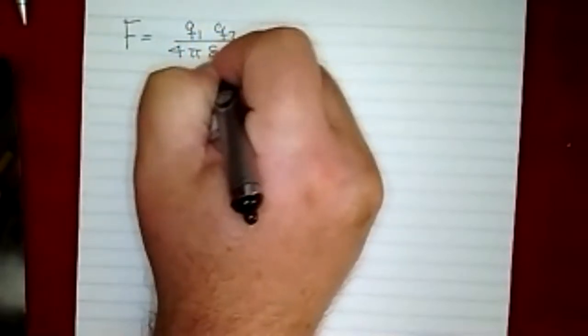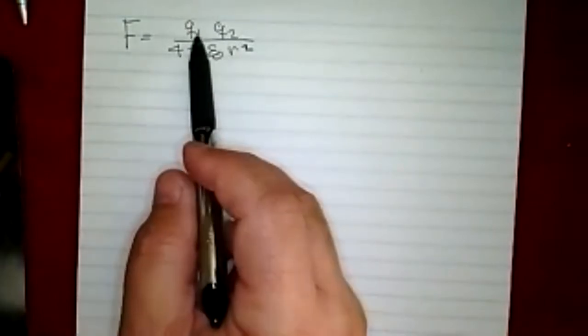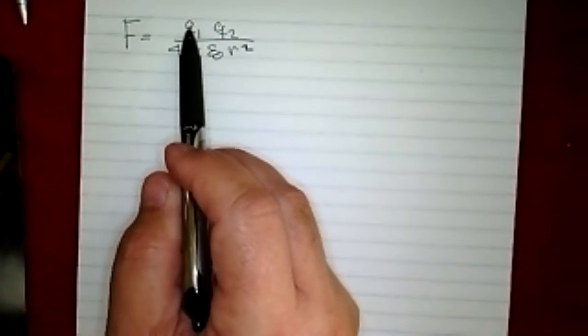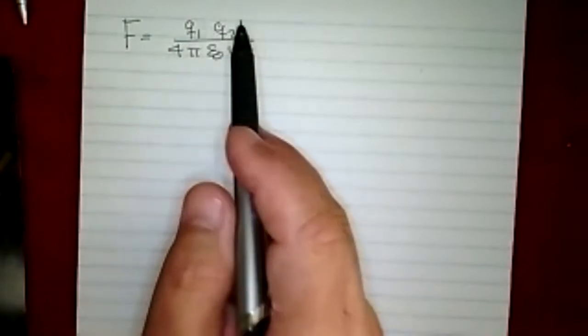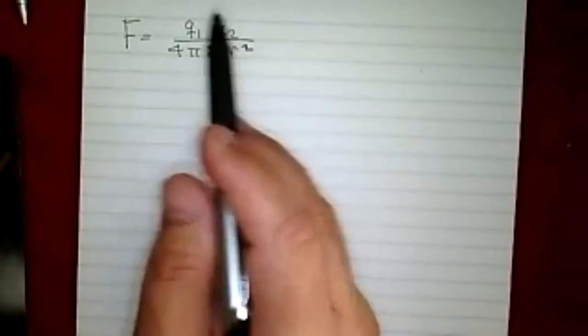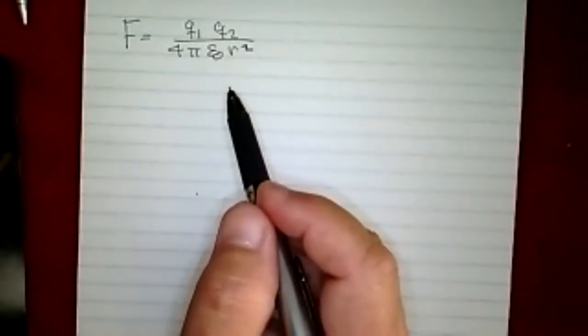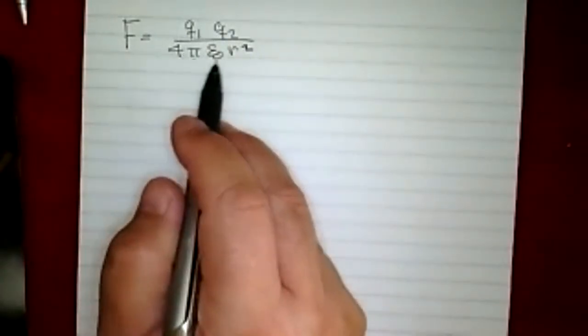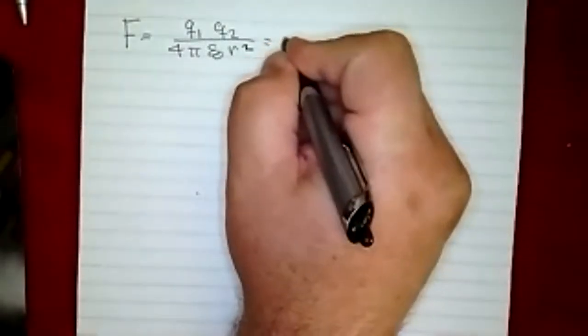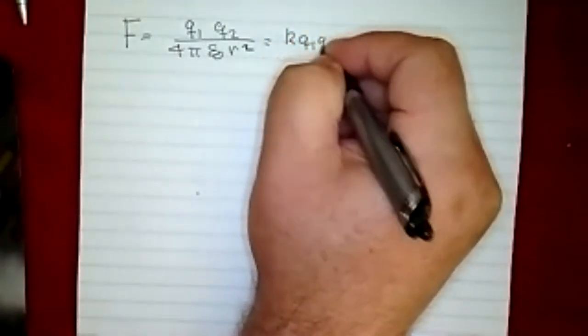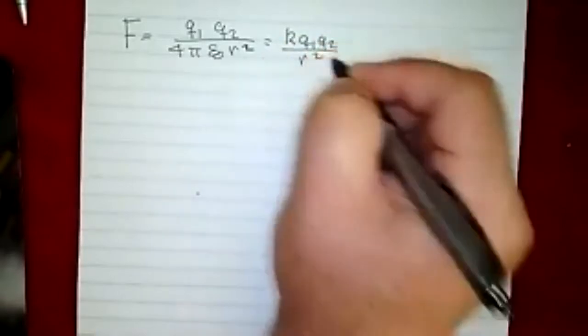So Coulomb's law is the force is equal to Q1 Q2 over 4 pi epsilon naught r squared. And we know that the force is either repulsive or attractive. It's repulsive when the two charges are the same, and it's attractive when the two charges are different. And you can tell, of course, it's proportional to the product of the charges and inversely proportional to the square of the distance between them. Sometimes people don't use the 1 over 4 pi epsilon naught factor, and they'll say k Q1 Q2 over r squared, and that's fine as well.